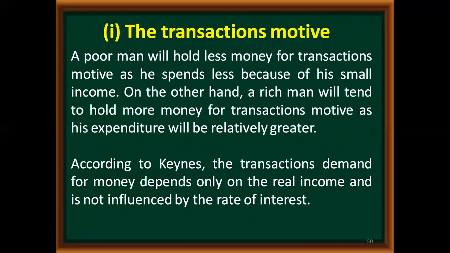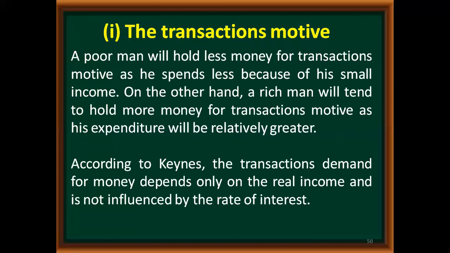Further, a poor man will hold less money for transaction motive as he spends less because of his small income. On the other hand, a rich man will tend to hold more for transaction motive as his expenditure will be greater. So the transaction motive depends on the level of income. That means if a person has a large income, he will keep more of that as cash, whereas a poor person who has less income will keep less of his income as cash.